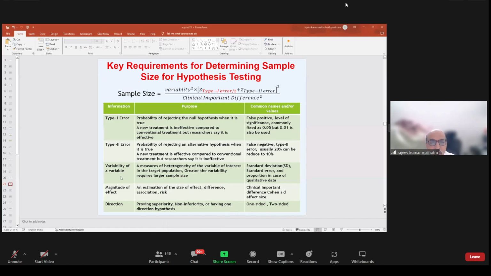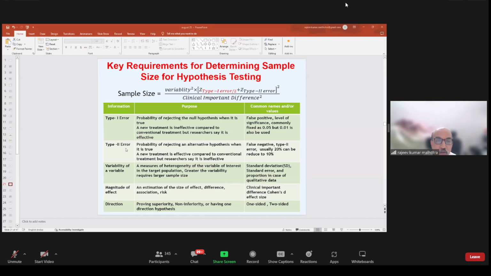Another thing is the variability of a variable. That is called standard deviation. Standard deviation measures the heterogeneity of the variable of interest in the target population. Generally, we take this variability as the standard deviation in the case of quantitative data, and the proportion in the case of qualitative data. This is an important thing for calculating the sample size, because type 1 and type 2 error are fixed. Variability you have to find out from a previous study, and this is the most important factor for calculating the sample size.